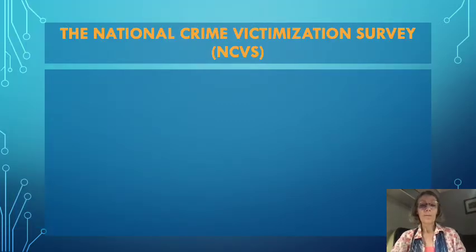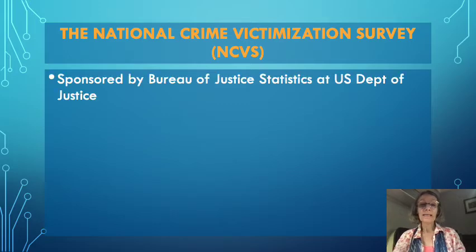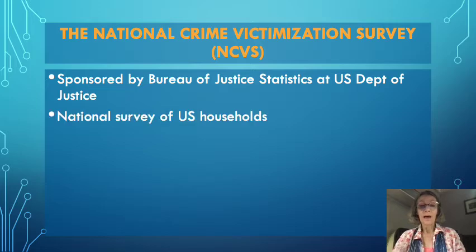The next tool we're going to talk about is the National Crime Victimization Survey, or the NCVS. The NCVS is sponsored by the Bureau of Justice Statistics, which is a part of the United States Department of Justice, just as the FBI is also a part of the United States Department of Justice. But the National Crime Victimization Survey is a very different way of measuring crime. As we know, the UCR is based on the reports that local law enforcement make to the FBI, and the NCVS is, as its name suggests, a survey of households in the United States.